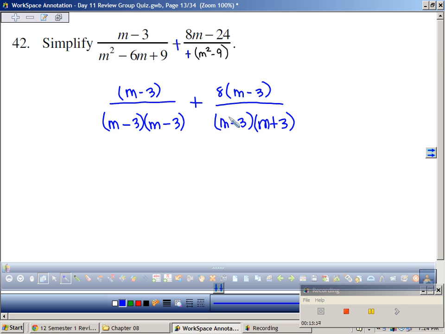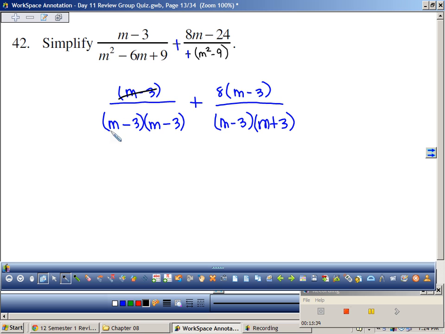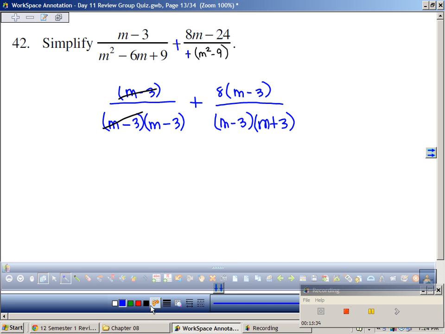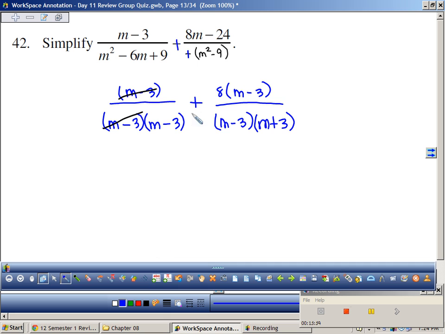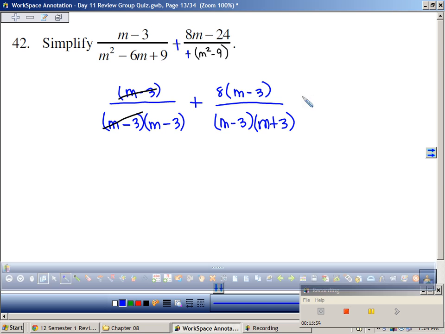There's 2 m minus 3's here, 1 m minus 3, 1 m plus 3, but can't I cancel one of these? It does help you. Are you sure it was the exact same problem? Okay. Let's keep going. It does. You can't cancel it over here. That doesn't help you.